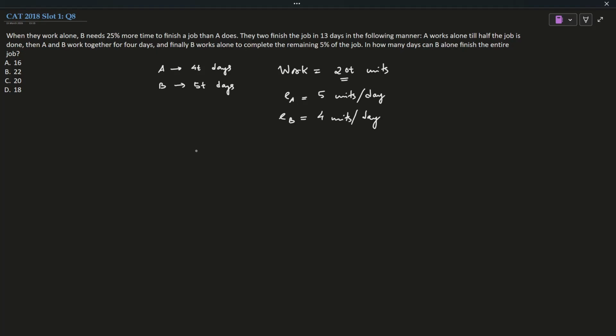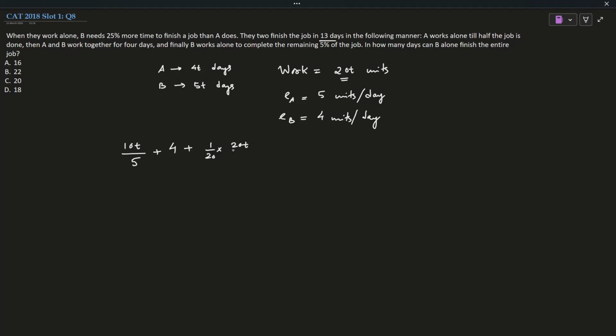A works alone till half the job is done. That means 100 units, right? 100 is the half amount of work done by A. Work done divided by efficiency, efficiency of A is 5. So this is the time taken by A initially. Then A and B have worked for 4 days. Then B completes the remaining 5% of the job. So 5% means 5 by 100 or 1 by 20 of the job. The job is 200, so this is the job done by B.